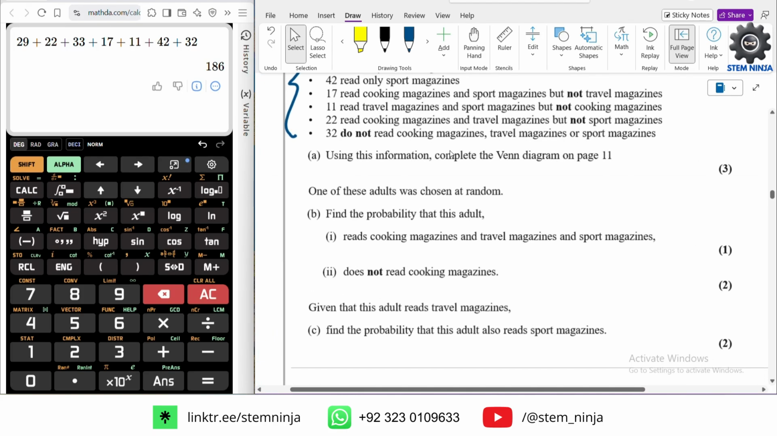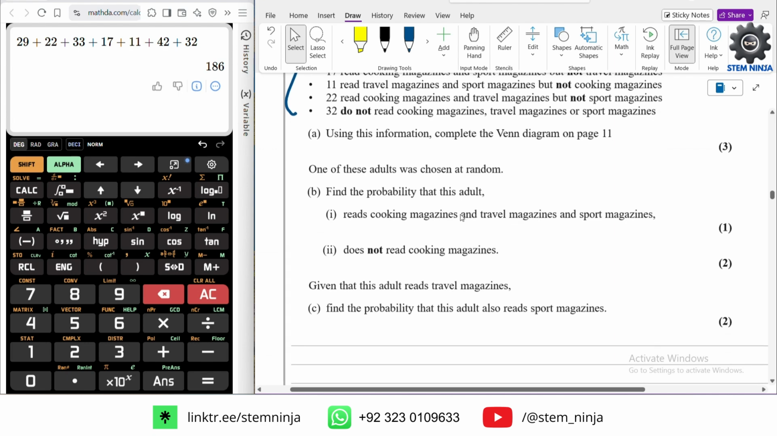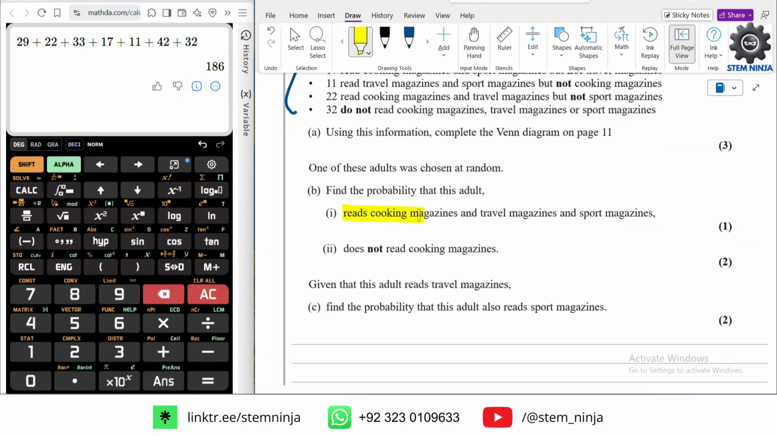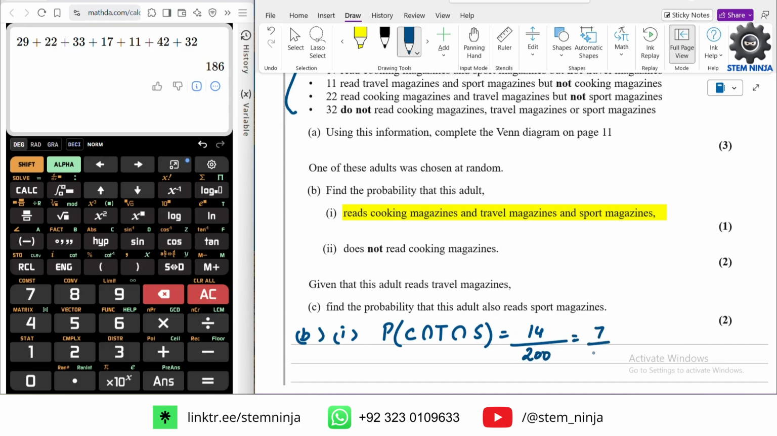Okay. One of these adults was chosen at random. Find the probability that this adult reads cooking magazines, travel magazines, and sport magazines. So we have already calculated the value. That would be 14 over 200, so 7 over 100, which is 0.07.